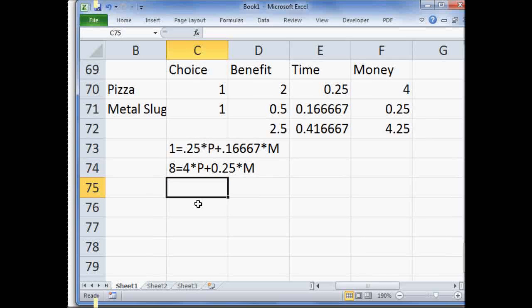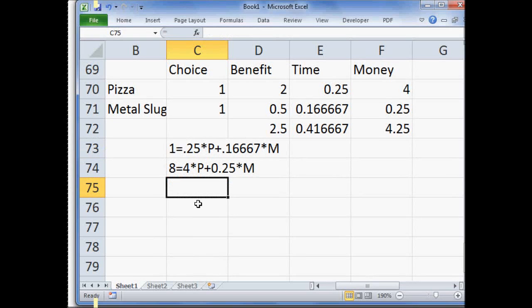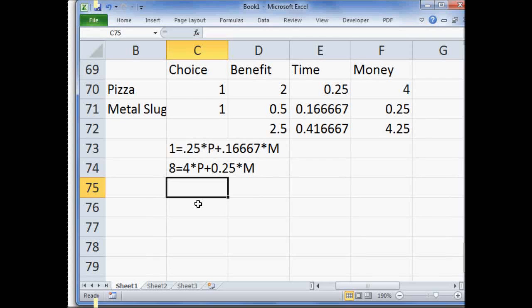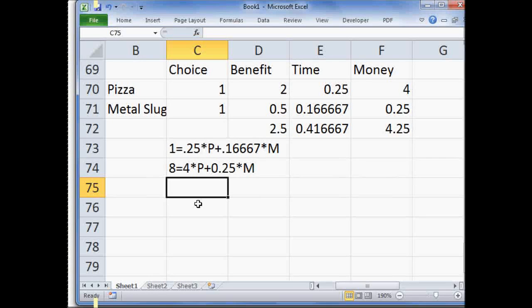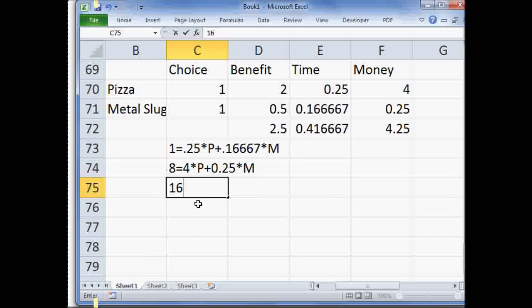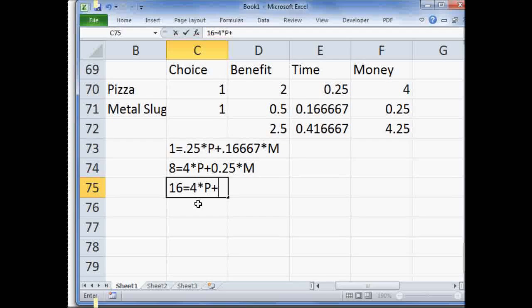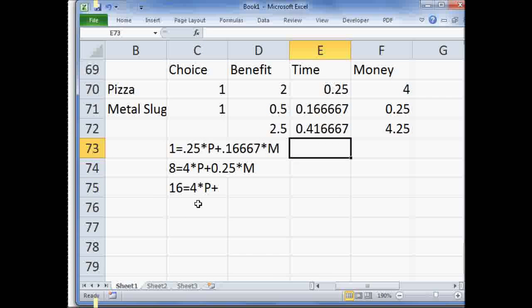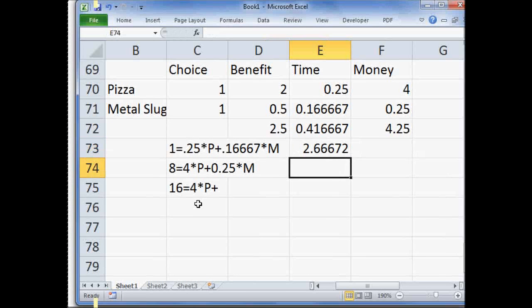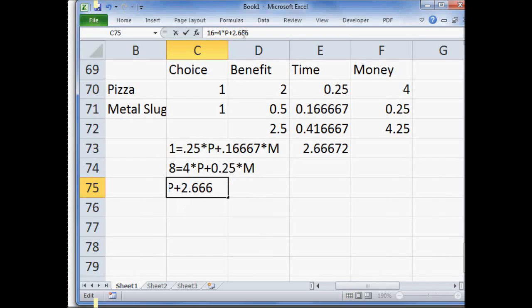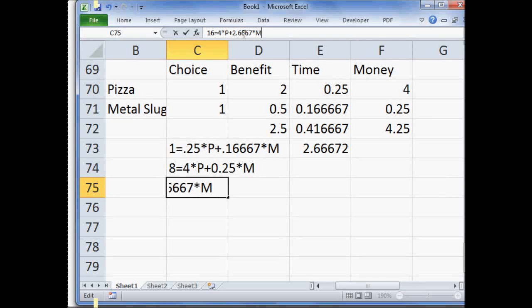So to do that, we need to solve this system of equations. So I'm going to multiply that first equation by 16 to get the p's to cancel. So the new equation is 16 equals 16 times 0.25 is 4p plus 0.16667 times 16, 2.6667 times m.